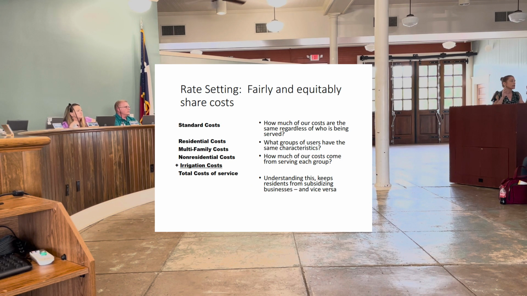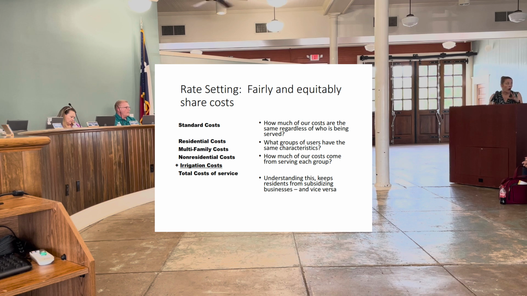There are a ton of costs that really, it doesn't matter what kind of customer you are, you have a share of all of that. And then there are costs that are specific to residences, and there are costs that are specific to multifamily. There are costs that are specific to non-residential uses and irrigation. By understanding how those costs need to be fairly shared, we keep one group of payers from subsidizing another group. We don't want little old ladies on a fixed income paying more than their fair share and businesses paying less. Ideally, we don't want anybody paying more than their fair share, and we don't want anybody paying less.